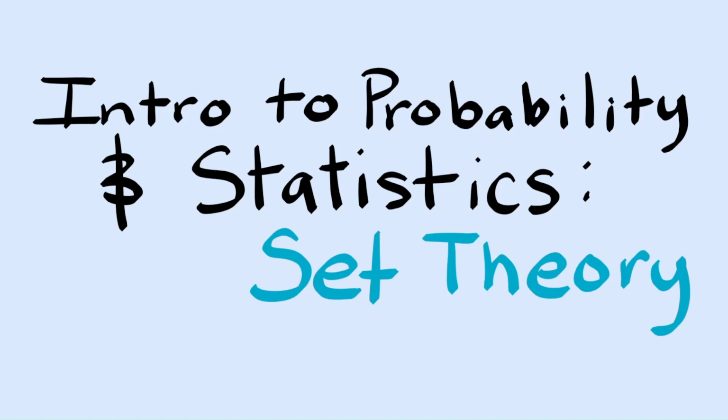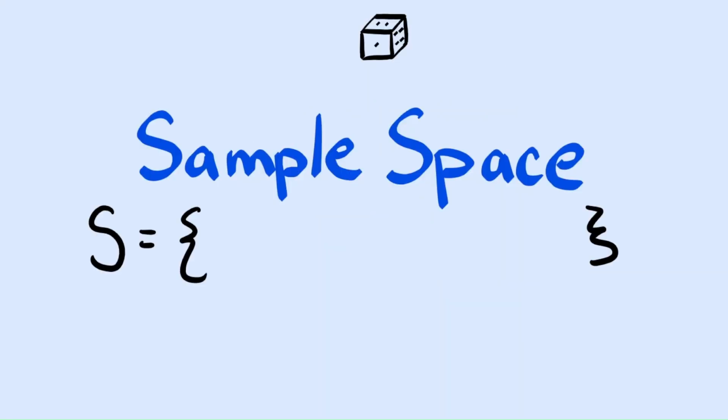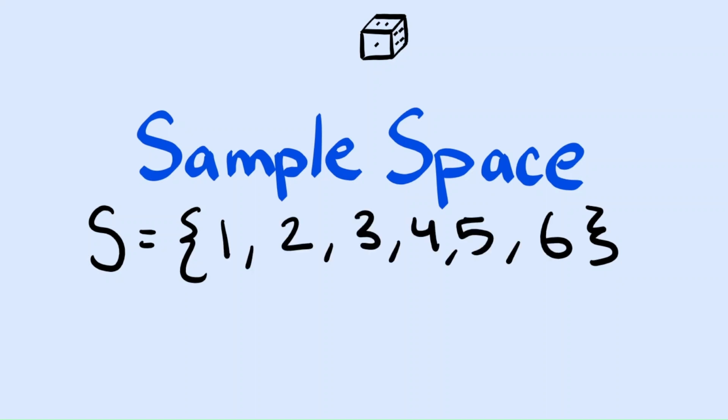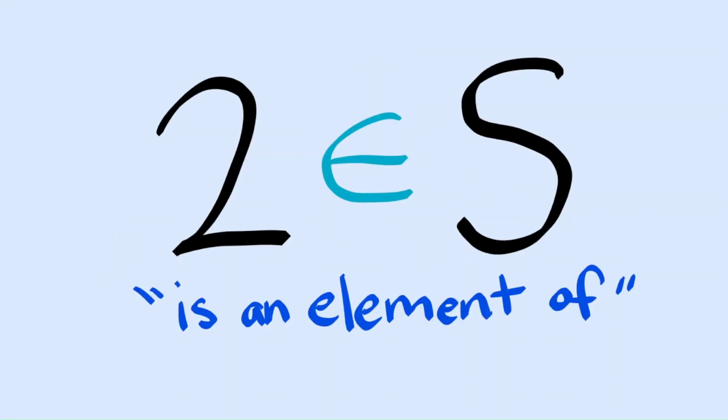Hey guys, this is probability and statistics. We're starting with set theory. So let's say you and your friend are rolling some dice. Now if I asked you what outcomes are possible, what would you say? And if you said the numbers 1 through 6, then you're correct, and we can call this the sample space or the set S. We can say 2 is an element of S.